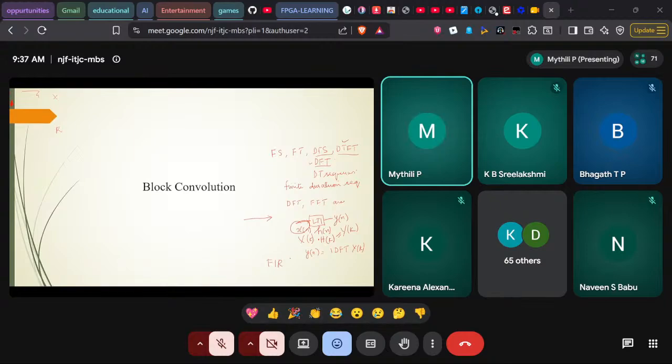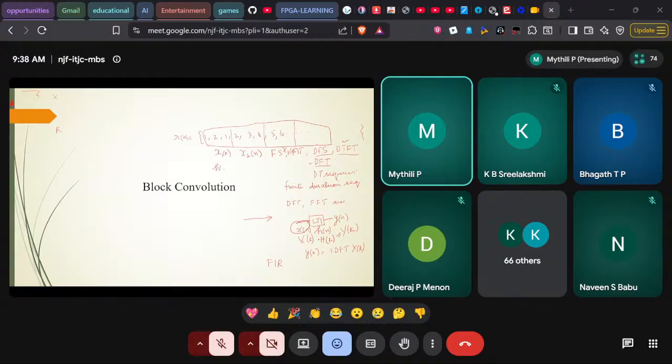A different convolution, but the same convolution done in blocks. If you have a sequence x of n, let us assume it's going to be long, it goes on, it's infinity. This is a big block of signal. We divide this into smaller blocks, and we can call these x1 of n, x3 of n, etc.